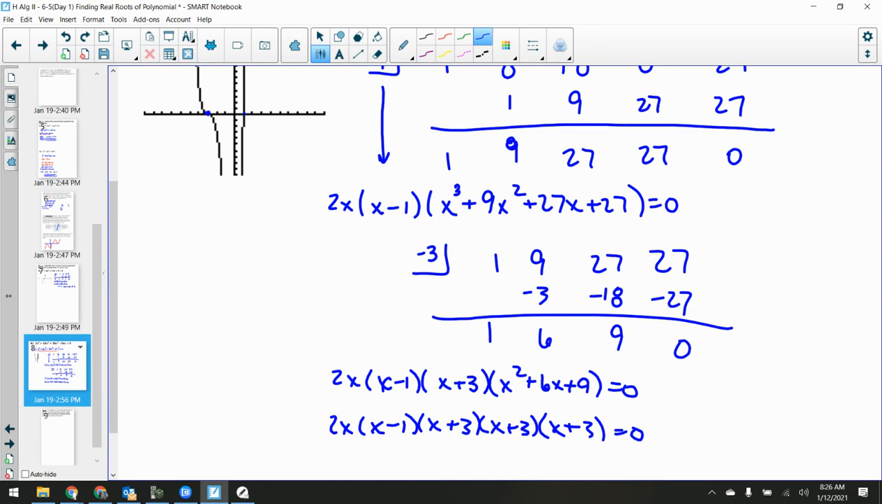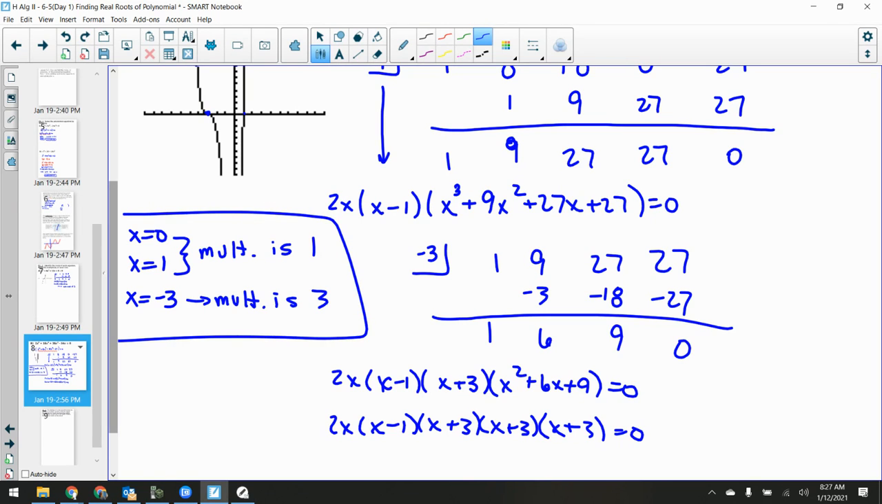Okay, so what does that tell us? That tells us we've got a root at x equals 0 because of the 2x. We've got a root at x equals 1 because of the x minus 1. And then we've got a triple root at x equals -3. So the multiplicity here is 1. The multiplicity here is 3. And that's truly my answer. From the 2x, you would have set this equal to 0.